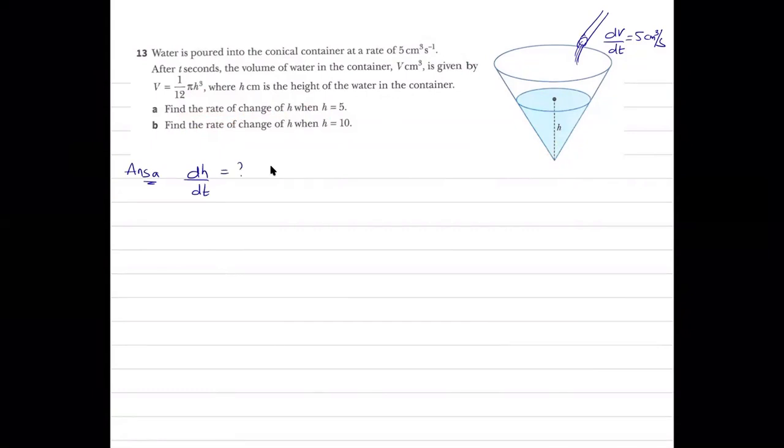So now we are going to do the same working. Volume of the water in the cone is given to you as 1 upon 12 pi h cube. If I differentiate the volume with respect to height, what am I going to get?